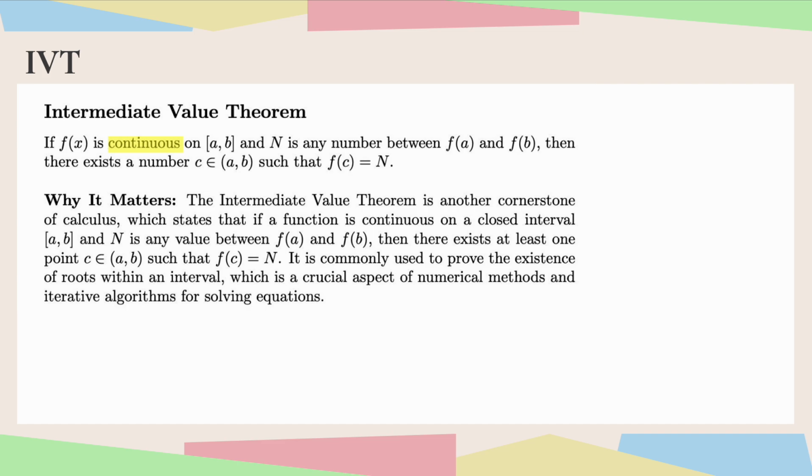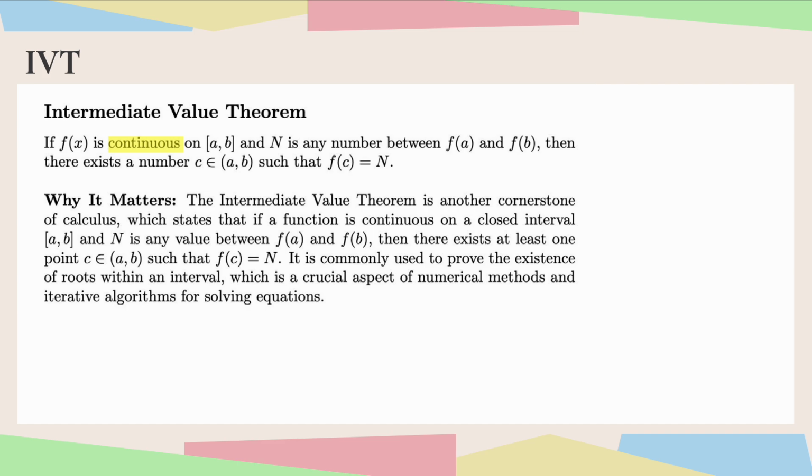In this video, we are covering the intermediate value theorem, also known as the IVT. This theorem states if f of x is continuous on the closed interval a to b, and n is any number between f of a and f of b, then there exists a number c in a, b, such that f of c equals n.